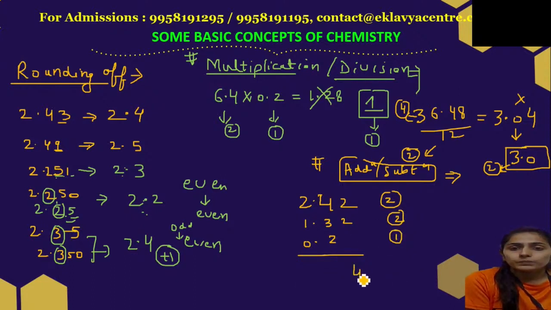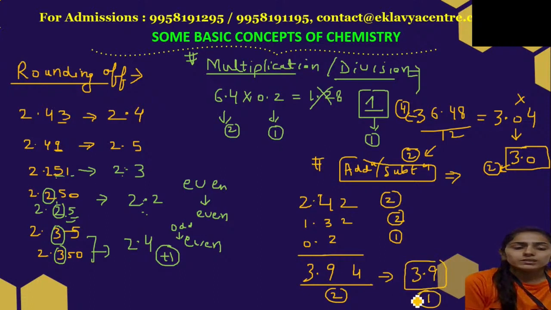So, adding gives 3.94, but here we have 2 significant digits after the decimal. So the correct answer is 3.9. It has only 1 significant digit after the decimal. So this is how we solve such questions.